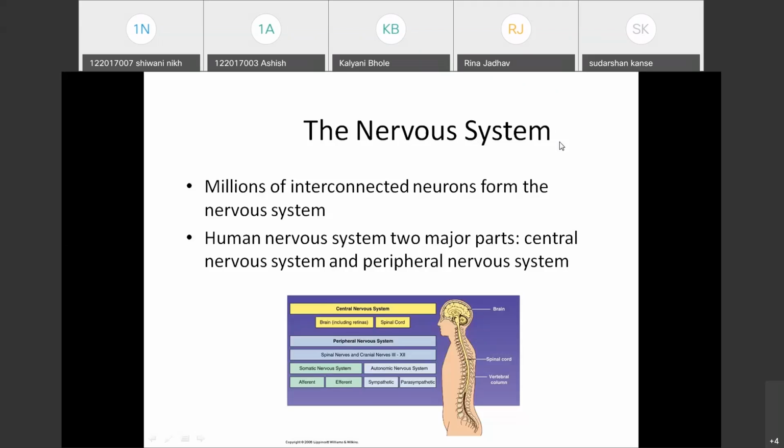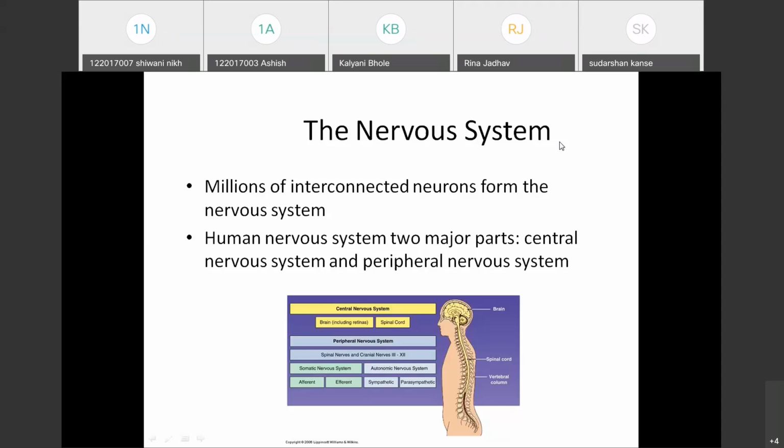So we will start the nervous system. Basically, the nervous system has two major parts. One is the central nervous system and another is the peripheral nervous system. The whole nervous system is divided into two parts. You can understand only one thing: we are dividing the complete nervous system into two parts based on its functions.